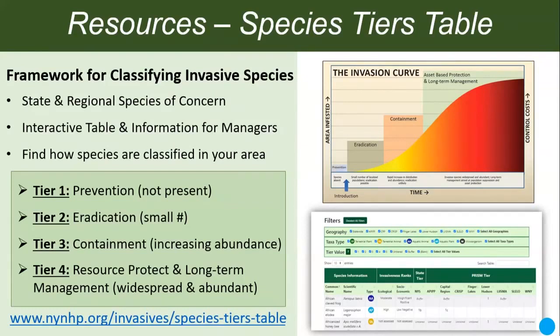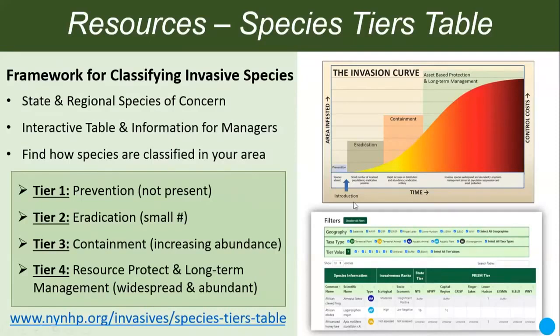Tier 1 is prevention, which means that the species is not present. And Tier 2 would be eradication, which is a small number and we can still manage it, and eradication is the goal. Tier 3 is containment, where there's an increasing abundance of the species. And then Tier 4 is resource protection and long-term management, where the invasive species is widespread and abundant.